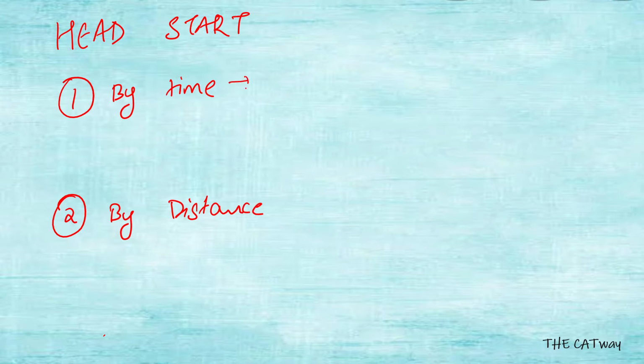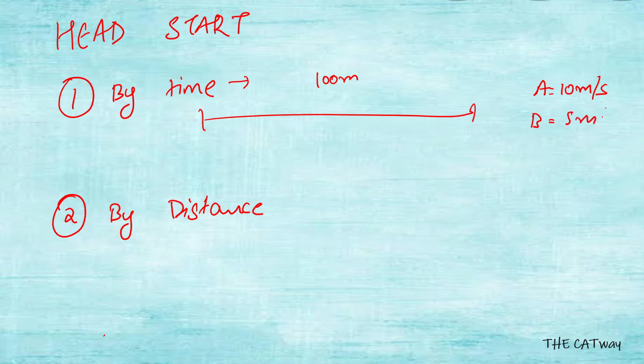So head start by time means, let's say this is a racetrack of 100 meters. Now if I say that the speed of A is 10 meters per second, whereas the speed of B is 5 meters per second. And B is given a head start of 7 seconds. What this actually means is that B will walk for 7 seconds alone. That means how much will B walk? 5 into 7, that is 35 meters.